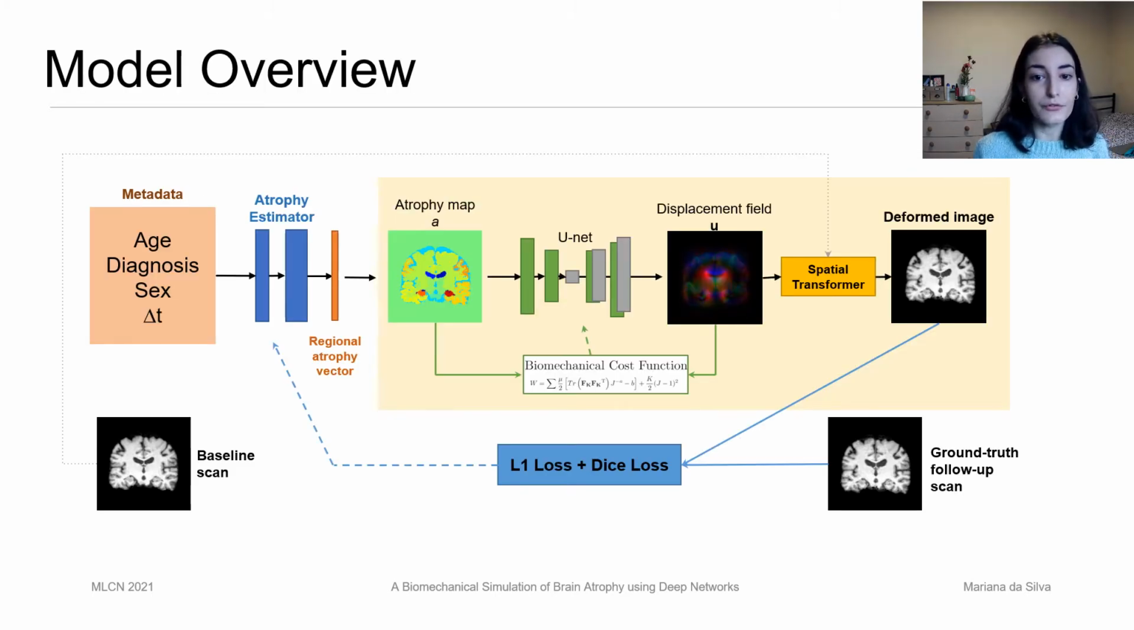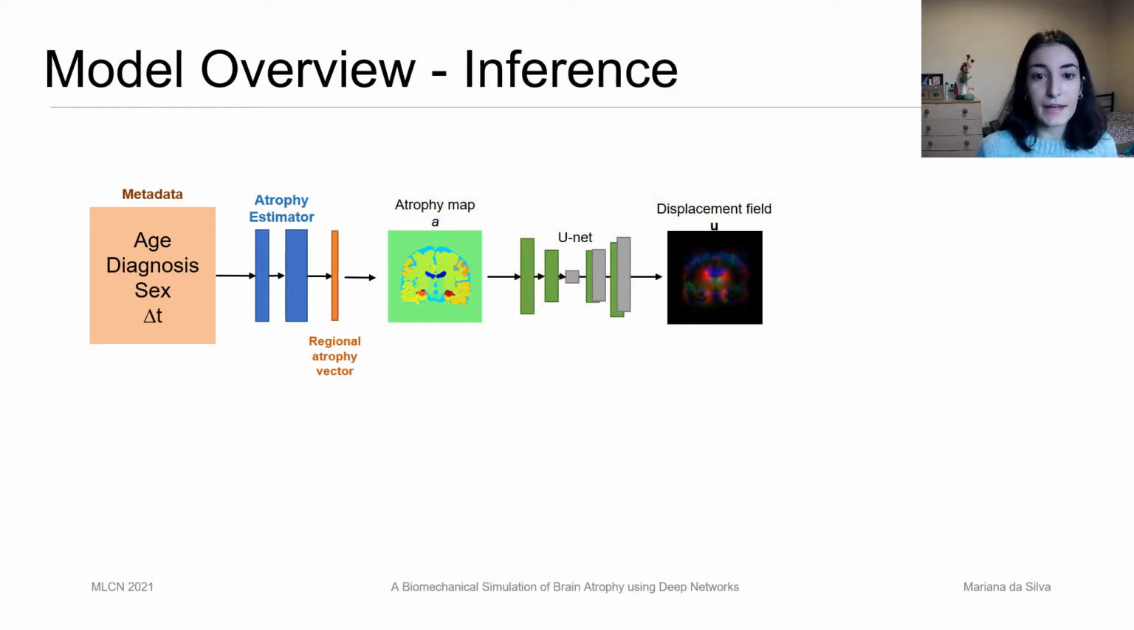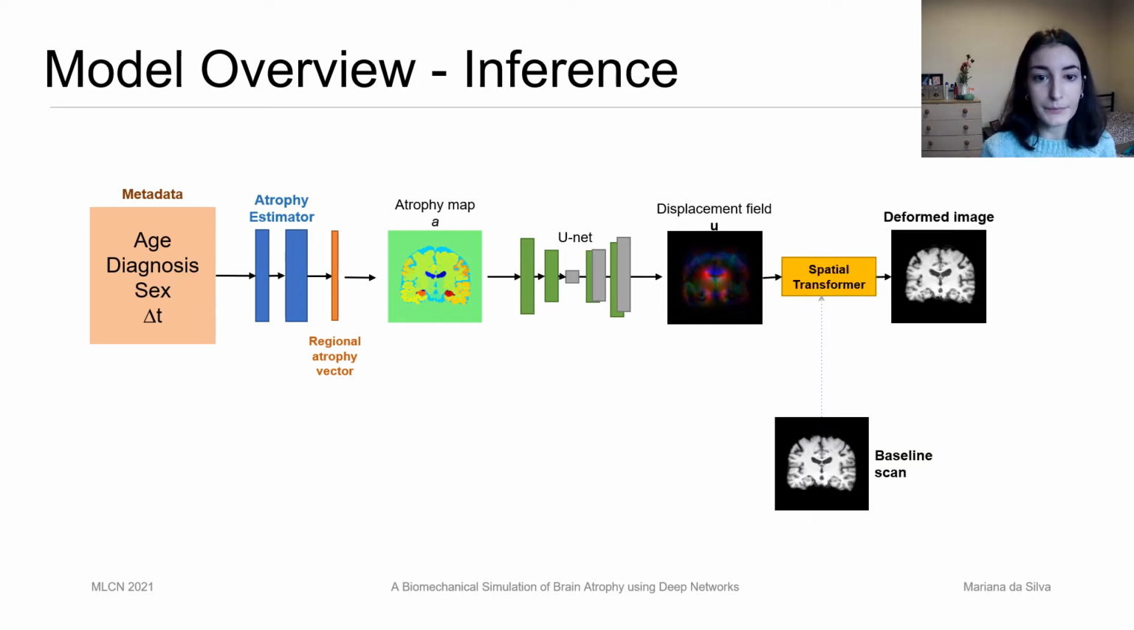Our model is composed of two networks. The biomechanical model, highlighted here in yellow, learns to estimate a deformation field from a prescribed atrophy map, corresponding to local volume changes. In turn, the atrophy estimator predicts what these region-wise atrophy values are from certain demographic data and time interval. In this work, we trained the two networks in different stages, which I will explain in more detail in a few slides. At inference time, the model estimates an atrophy map from the metadata, followed by the corresponding displacement field. A follow-up scan is then computed by applying this displacement field to the corresponding baseline image.